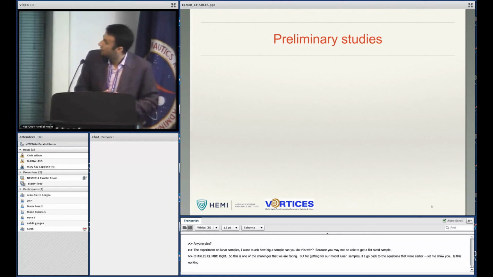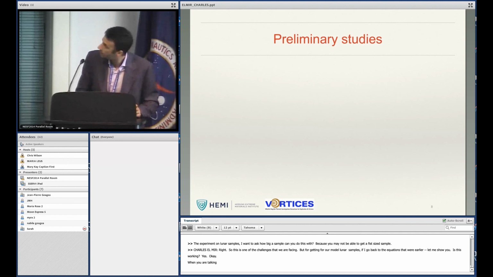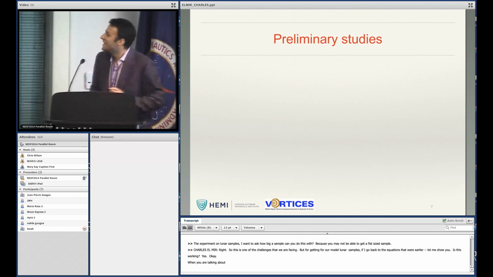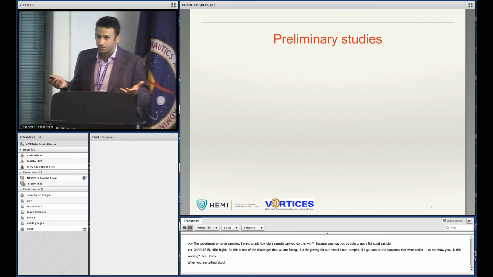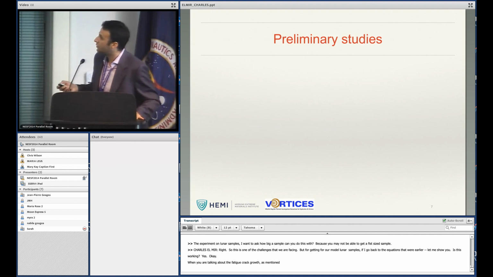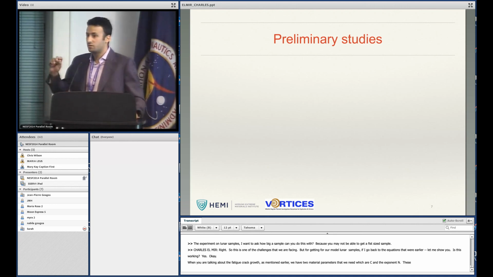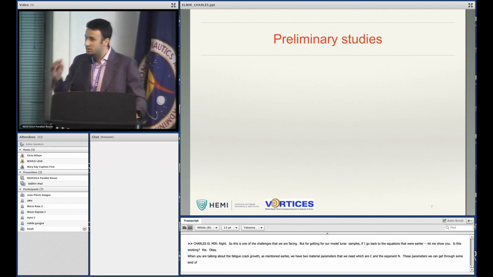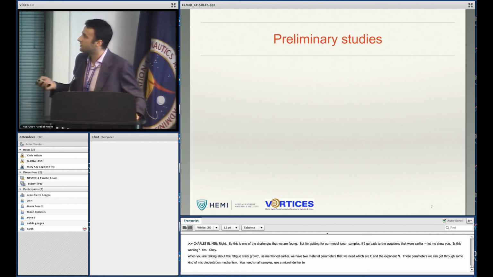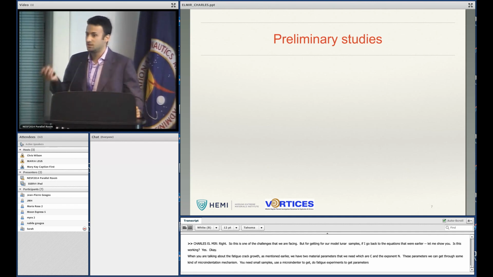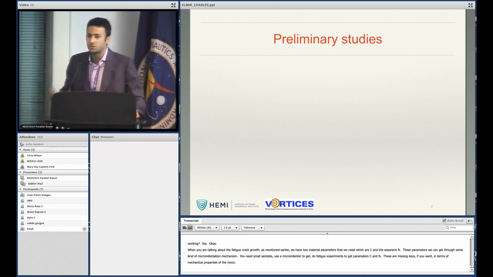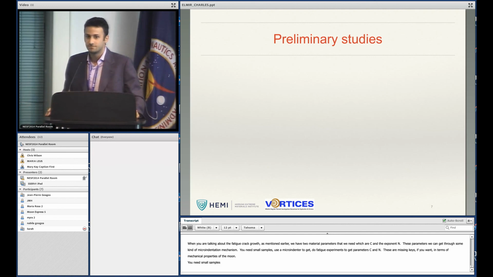Okay. So when we're talking about the fatigue crack growth, as mentioned earlier, we have two material parameters that we need, which are C and the exponent N. These parameters, we can get them through some kind of micro-indentation mechanism. So you need really small samples and use a micro indenter, and you do fatigue experiments to get these parameters C and N. These are the missing keys, if you want, in terms of mechanical properties of the moon. So you really need small samples. That's it. All good?